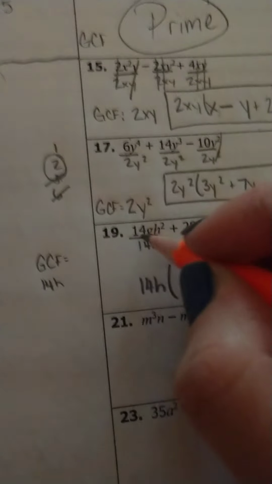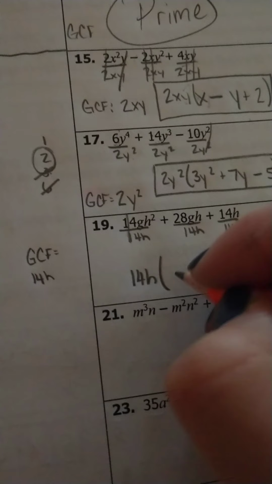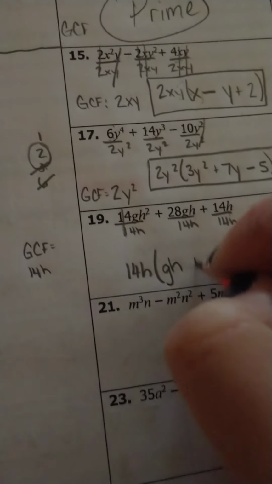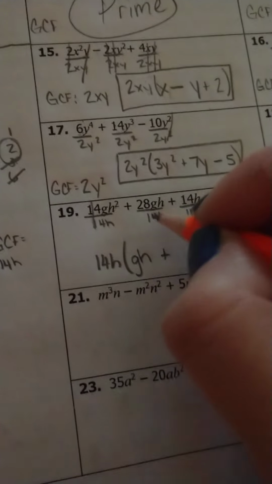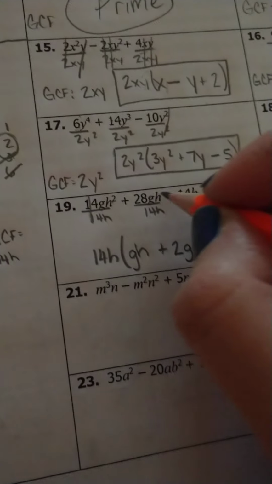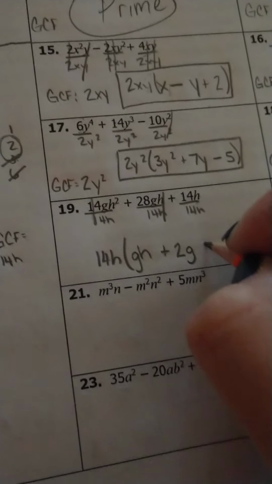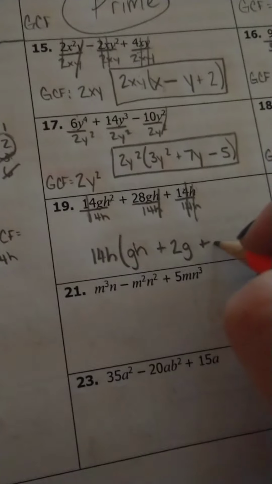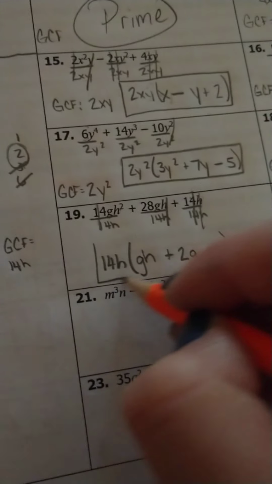14 over 14 cancels. G divided by nothing is G. H squared over H is H. Plus 28 divided by 14 is 2. G divided by nothing is G. H over H cancels. Plus 14 divided by 14, that's 1. H over H is 1. So there we go.